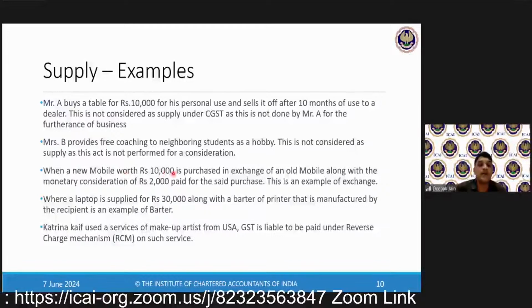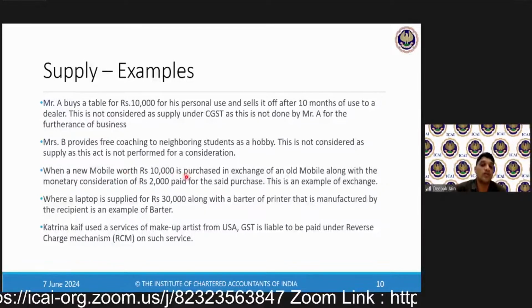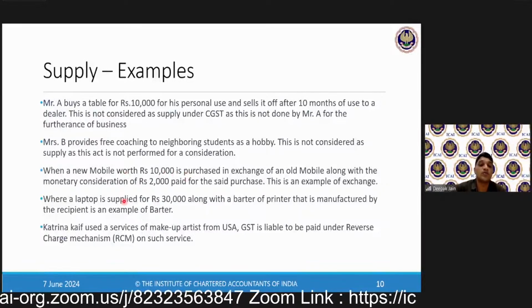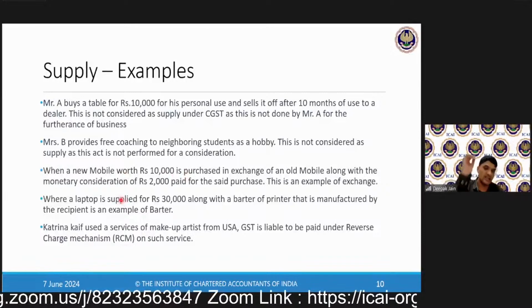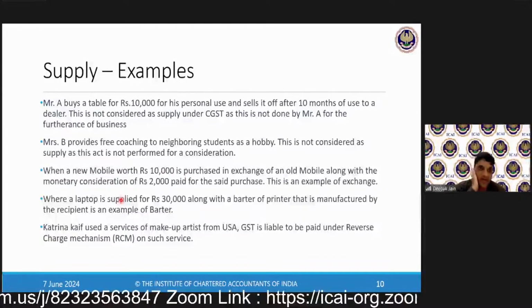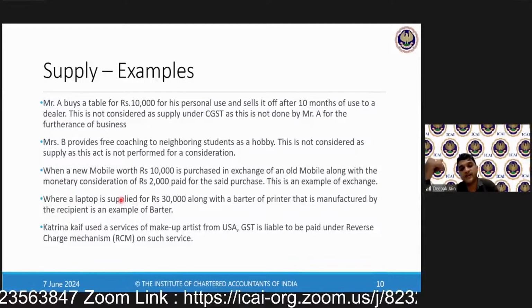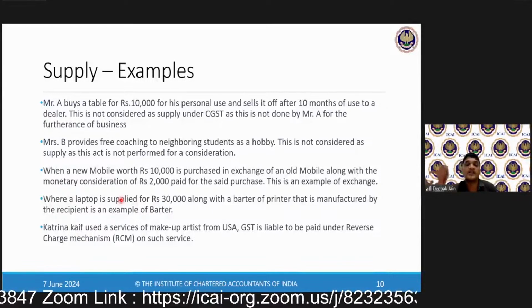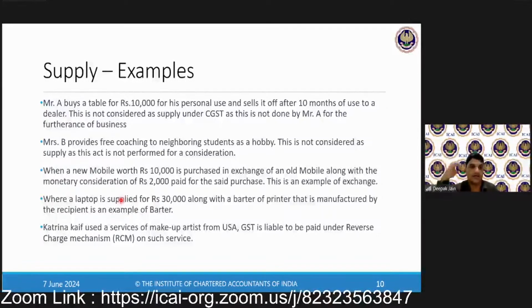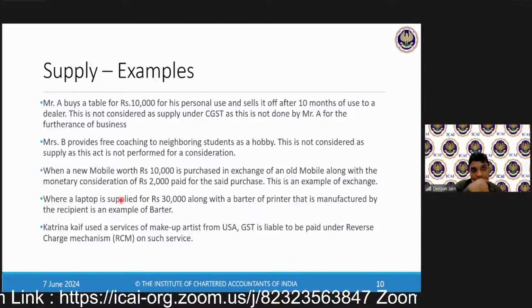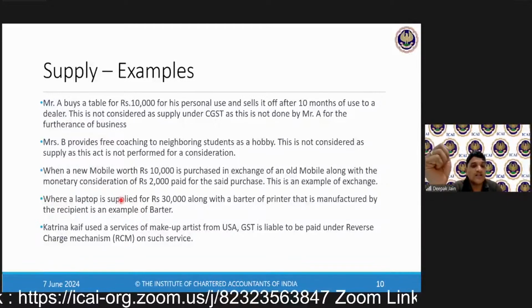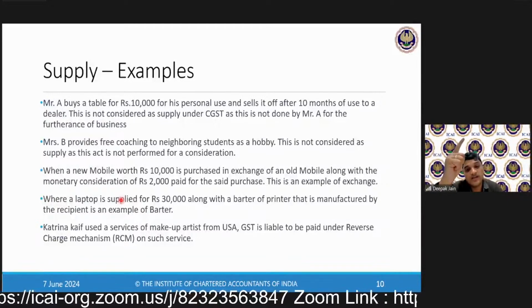Third, when a new mobile is bought in exchange for an old mobile along with a monetary consideration of 2,000, this we have seen. This is an example of exchange. Where a laptop is supplied for rupees 30,000 along with a barter of a printer that is manufactured by the recipient, that is an example of barter. Katrina Kaif, famous actress, uses the services of a makeup artist from USA.